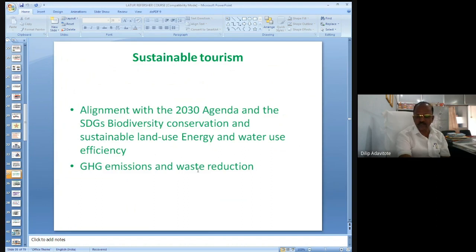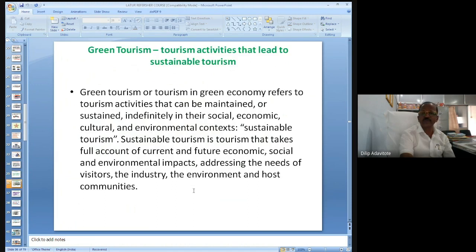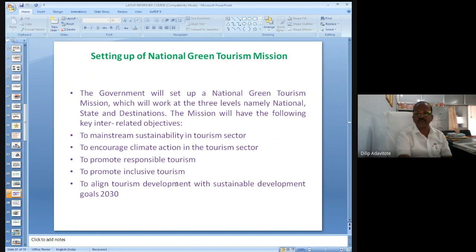For this purpose, greenhouse gas emission and waste reduction is also the prime duty of the citizens of our country. We have to concentrate our contribution on sustainable tourism development. For that, green tourism is a new concept, a tourism activity that leads to sustainable tourism and refers to the green economy. Therefore, sustainable tourism is very important, and as a host, we have to take this responsibility of green tourism.